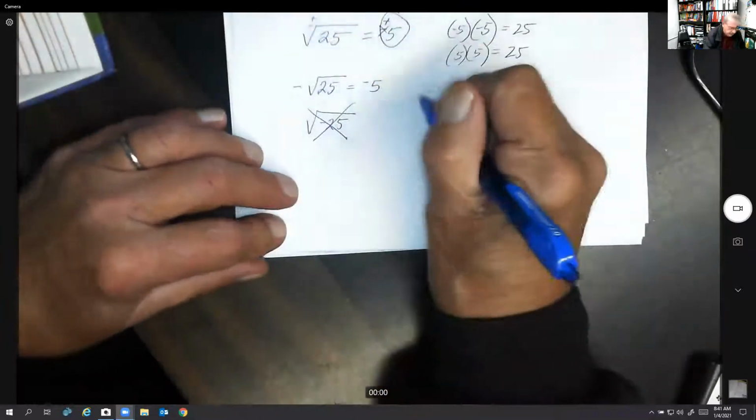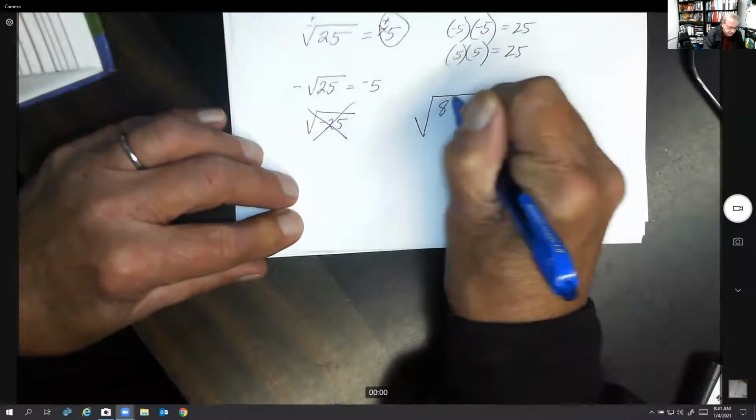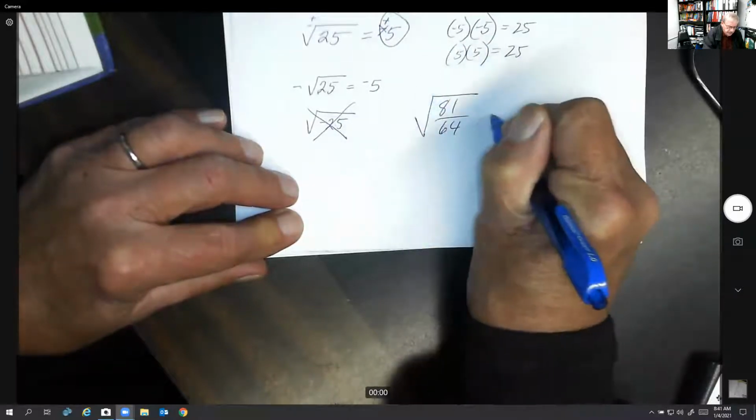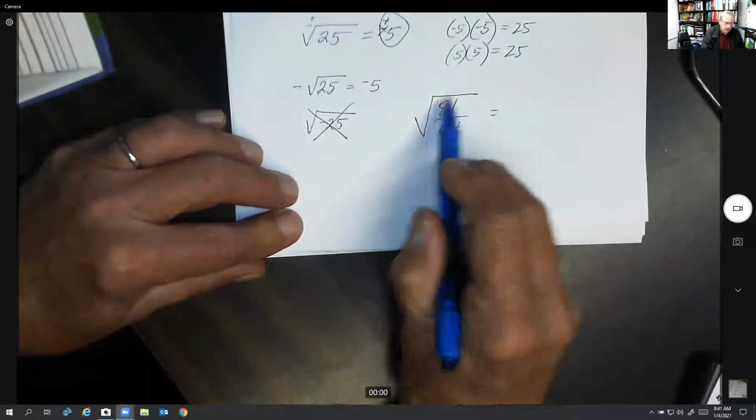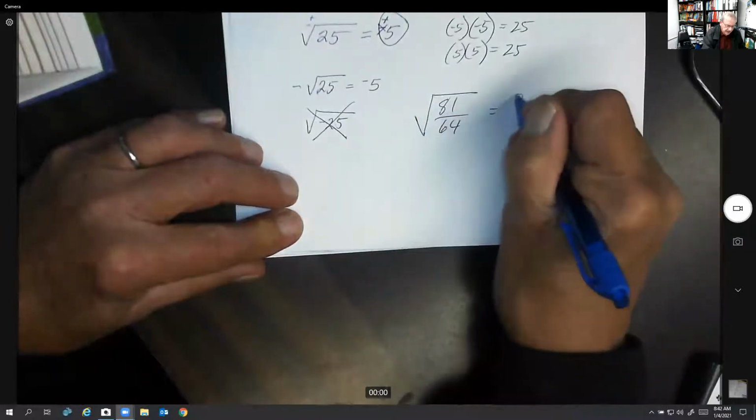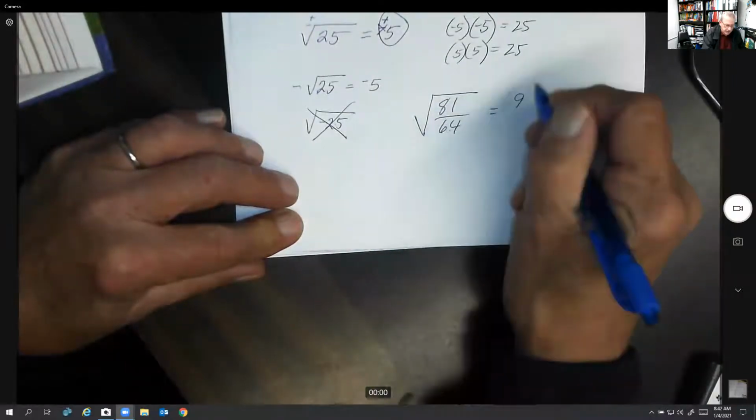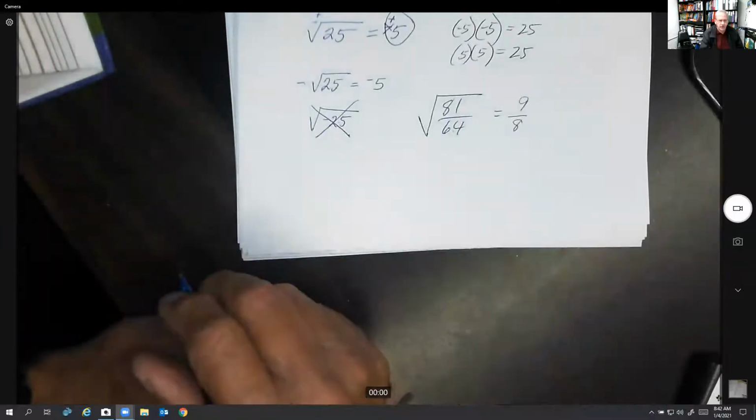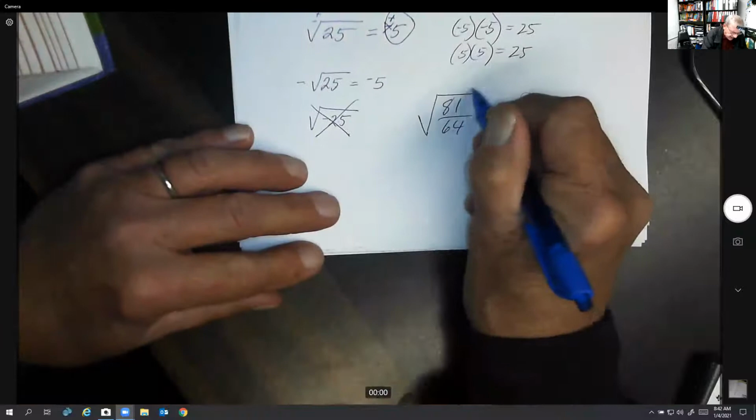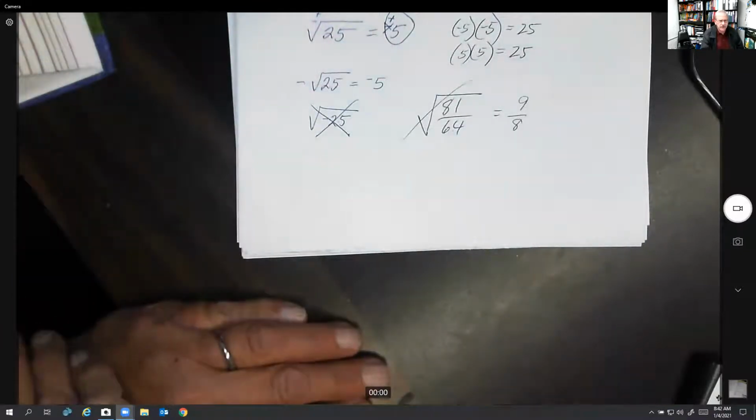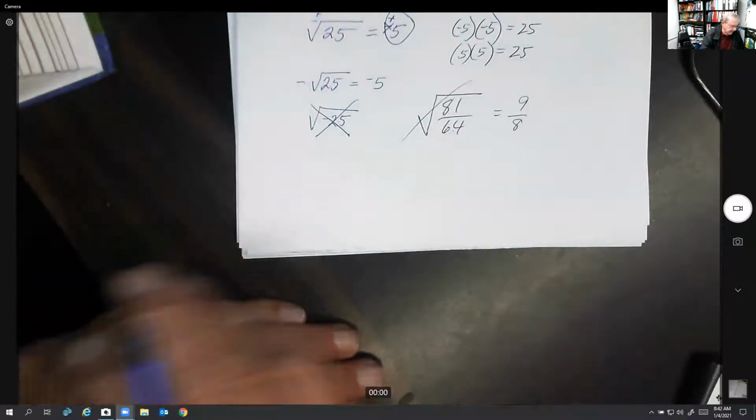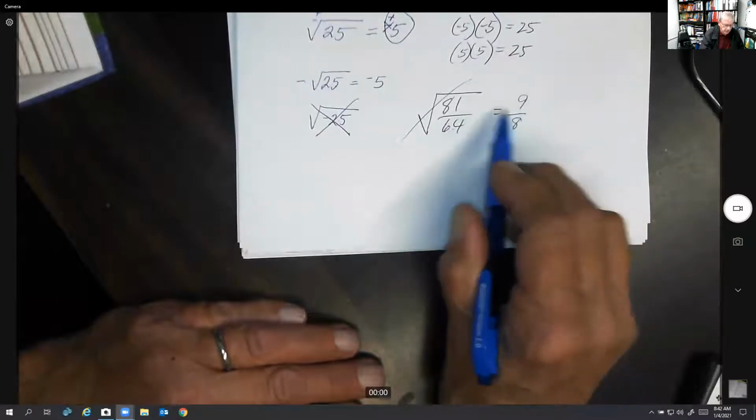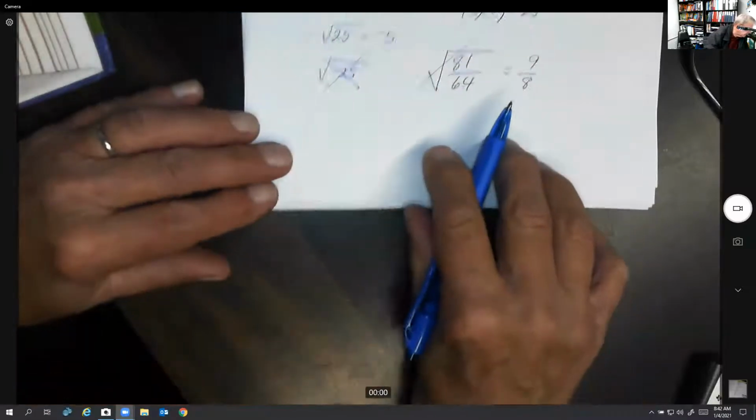Now, could you do something like a fraction? Certainly. The square root of the numerator is 9. The square root of the denominator is 8. 9 over 8. Don't put it back under a square root. What you're trying to do is get it out of the square root. We're trying to find the root base of this square.